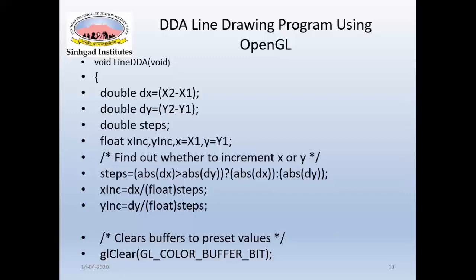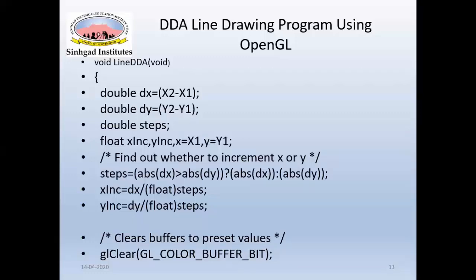We are having one variable which calculates steps. Then we have a few variables: x increment, y increment, and x, y, that is the starting of the line, which get initialized to x1 and y1. For finding out whether to increment x or y, we are going to have the value of steps depending on whether dx is greater or dy is greater. If dx is greater, the steps is equal to dx, and if dy is greater, the steps is equal to dy.